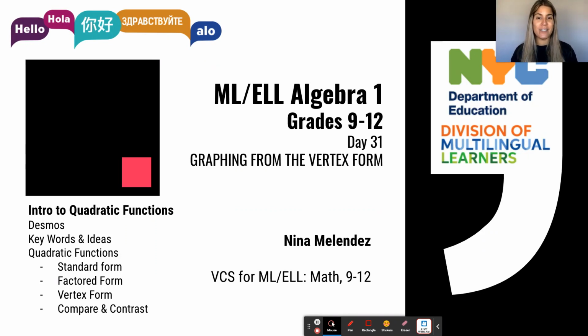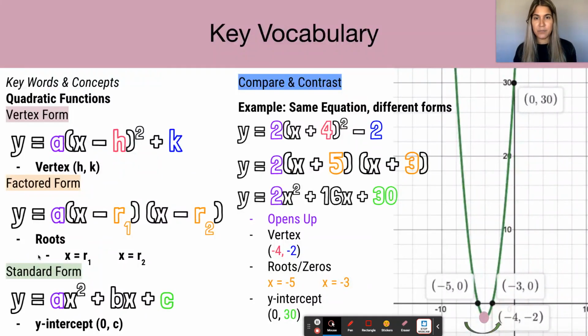Today, we are going to be looking at Algebra 1, Day 31, graphing from the vertex form. This is part of our Intro to Quadratic Functions unit, and we're going to be looking at how to use Desmos as a tool, what the key words are, and what the key forms of quadratic functions are. It's important that in this lesson we understand what standard form is, what factored form is, what vertex form is, and how to compare and contrast all of these.